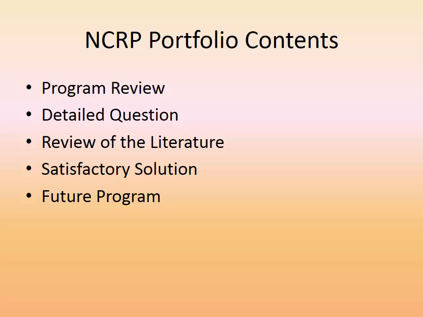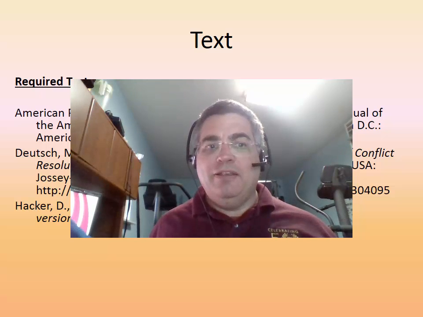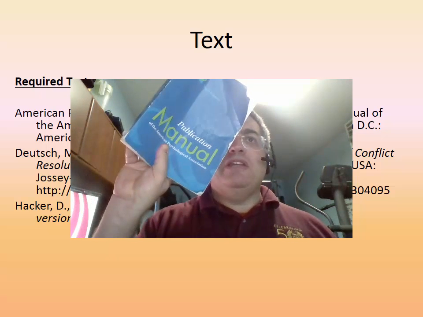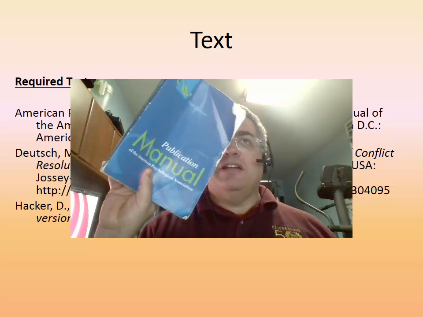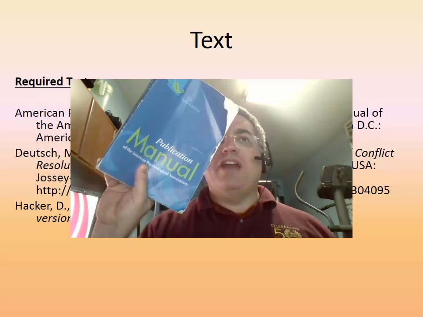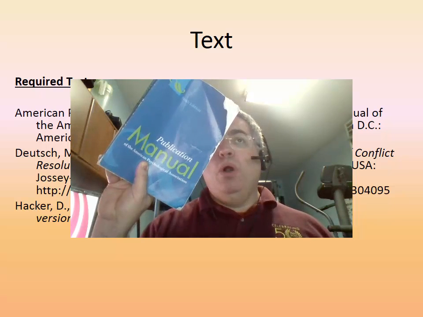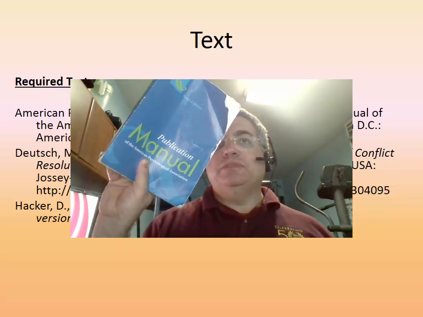For each of the 5 sections that I have described, the program review, the detailed question, the review of the literature, the satisfactory solution, and the future program, you need to have the publication manual of the American Psychological Association easily accessible. You may either have the paperback published version or the Amazon Kindle version.